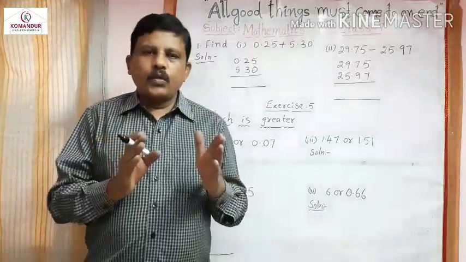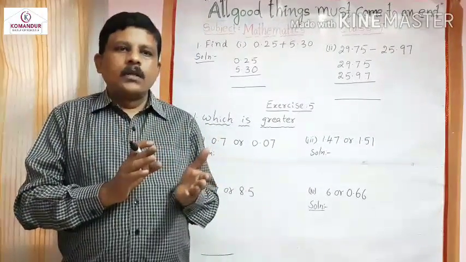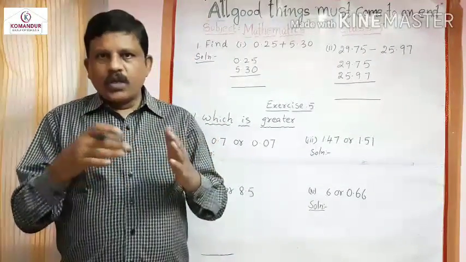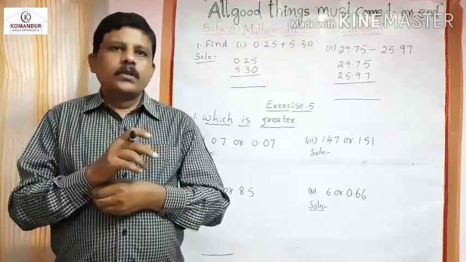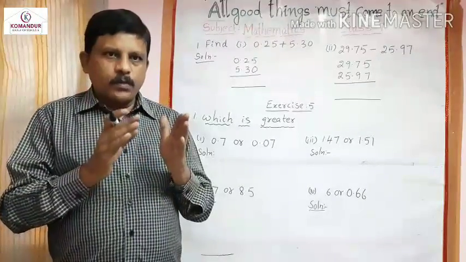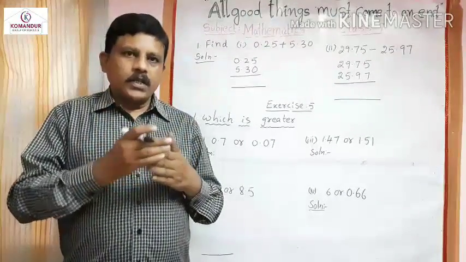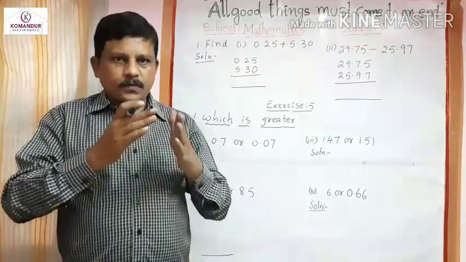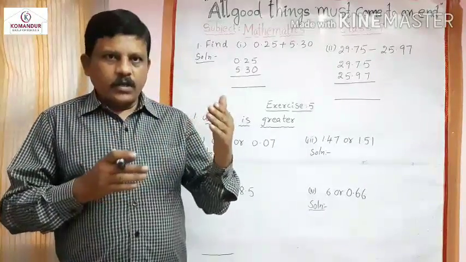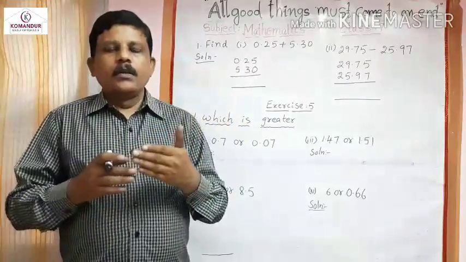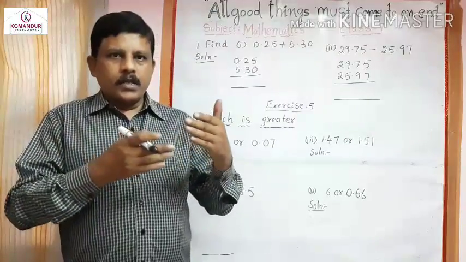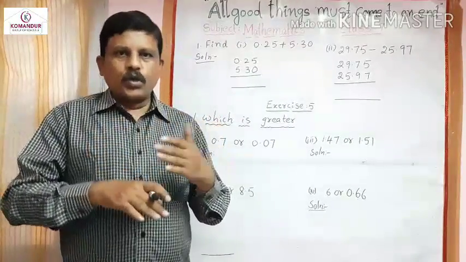How to add two decimal numbers or how to subtract two decimal numbers? First we will arrange the decimal numbers so that the decimal points come under the decimal point only. First we will write the first decimal number, and the second decimal number we will arrange down below it.